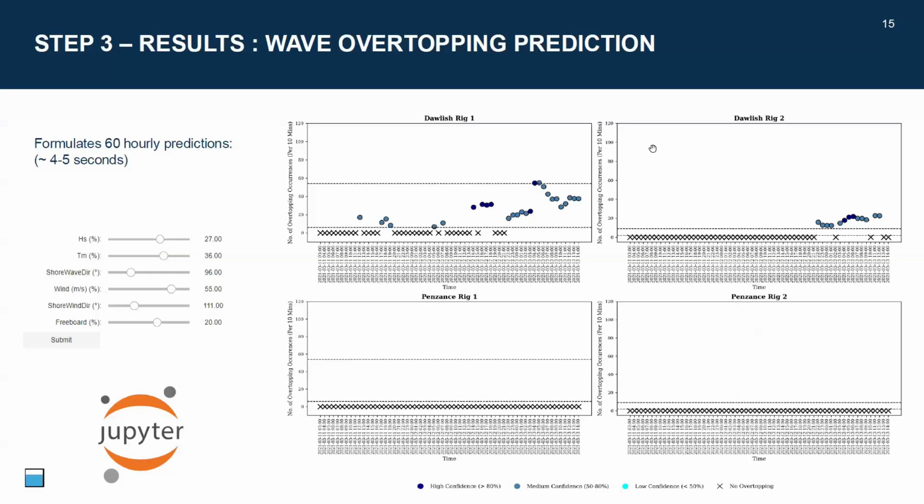So these are our results for wave overtopping predictions. As you could see, we have our 2 rigs per location, and on the x-axis we have hourly predictions, and the blue circles represent the overtopping events that were predicted by the random forest models. On the left-hand side, we could see some sliders that the user could play with in order to generate different scenarios for overtopping prediction.